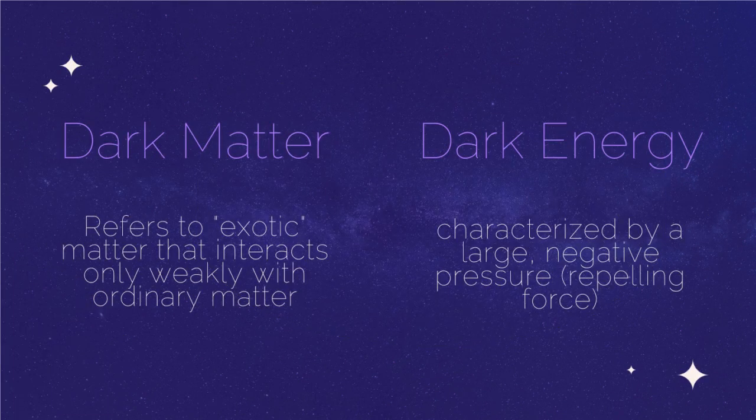When we talk about dark matter, it refers to exotic matter that interacts only weakly with ordinary matter. While no such matter has ever been directly observed in the laboratory, its existence has long been suspected. Dark energy, meanwhile, is a bizarre form of matter, or perhaps a property of the vacuum itself, that is characterized by a large, negative pressure, a repelling force that can cause the expansion of the universe to accelerate, or speed up.